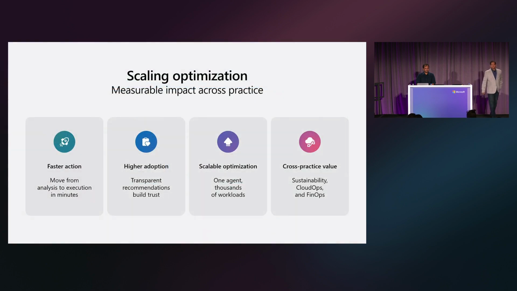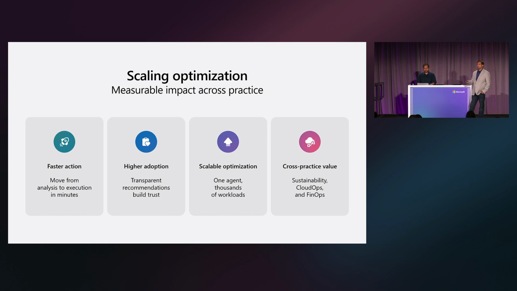So we're at a real inflection point right now. AI is shifting optimization from something that is reactive and manual to something that is proactive, guided, and continuous. With the Operations Center and the optimization agent, customers now get full end-to-end value from visibility to recommendations to explanations and finally to action, all in one place. That means faster execution because teams can move directly from insights to action, higher adoption because engineers get the context, the confidence, and they stay in control.